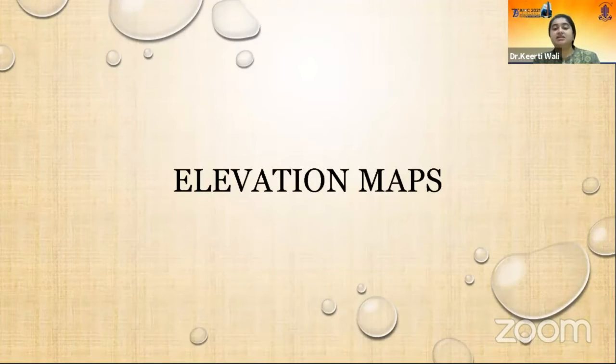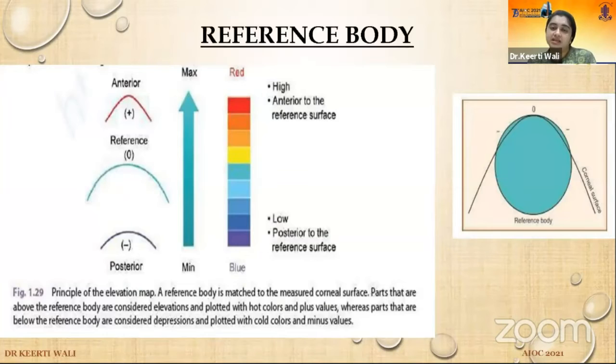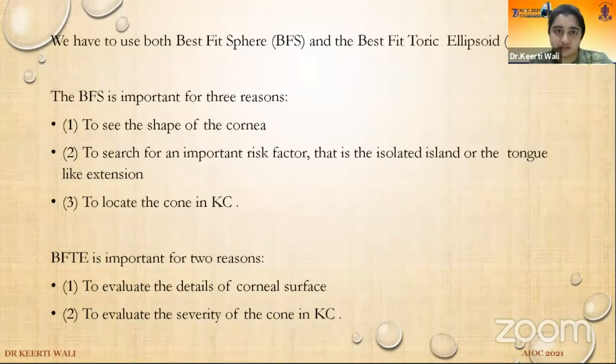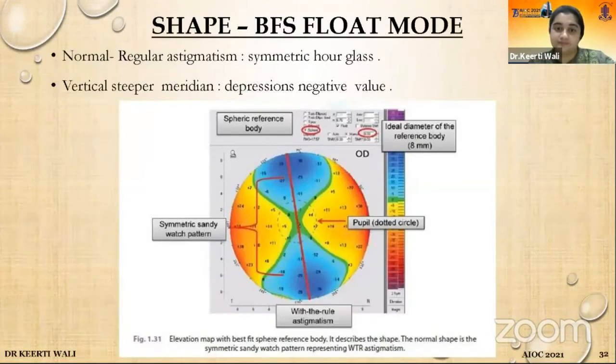And the next map is the elevation map. Elevation maps take a reference body and give anything above that point in the cornea as anterior, in the plus point, and below that as posterior, negative points. So we can use multiple types of reference bodies. The most commonly used are the best fit sphere and the best fit toric ellipsoid. BFS is important for localizing the cone and BFT is important for seeing the height of the cone.